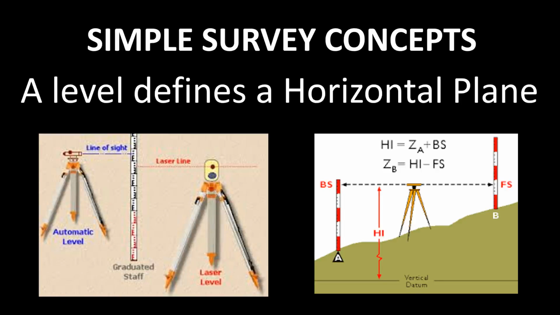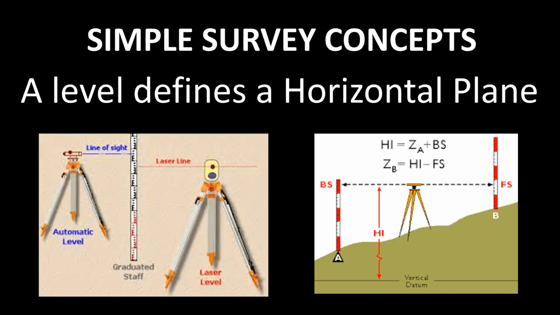It doesn't measure heights above sea level. It doesn't measure the difference in height. The level defines the horizontal plane. By looking through it, with reference to that horizontal plane, you are able to measure the difference in height between two marks, essentially. And then the cumulative differences in height can be accumulated.